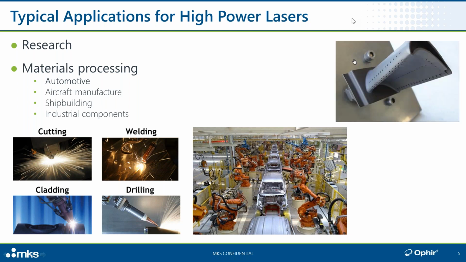Here you can see an aircraft engine. I think this is a turbine blade, if I'm not mistaken. There are a few different types of blades in there. You can see a pattern of cooling holes here that would have been challenging, if not flat out impossible, to produce using classical mechanical production methods. So we're talking about cutting, welding, drilling, and that sort of thing, where we're using thermal effects basically to affect materials.